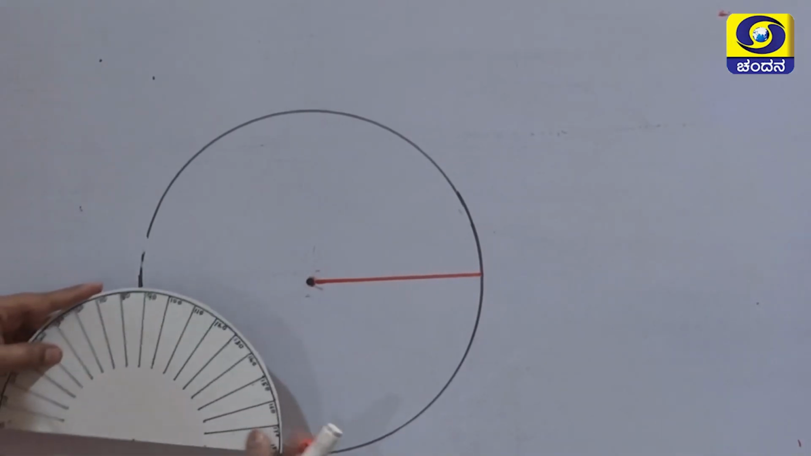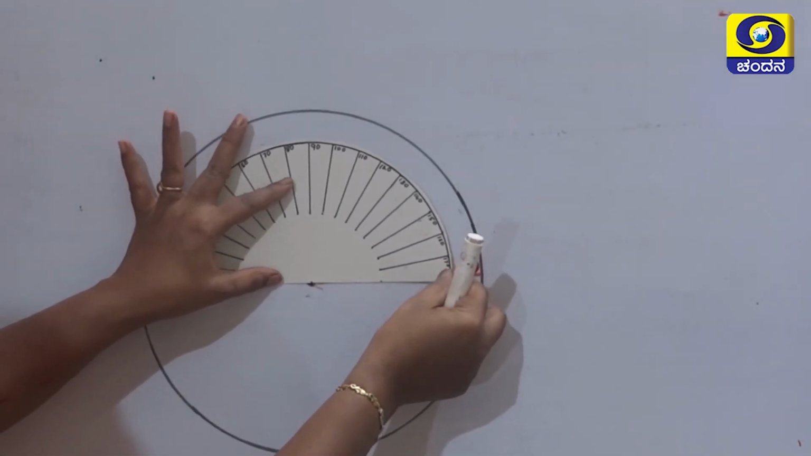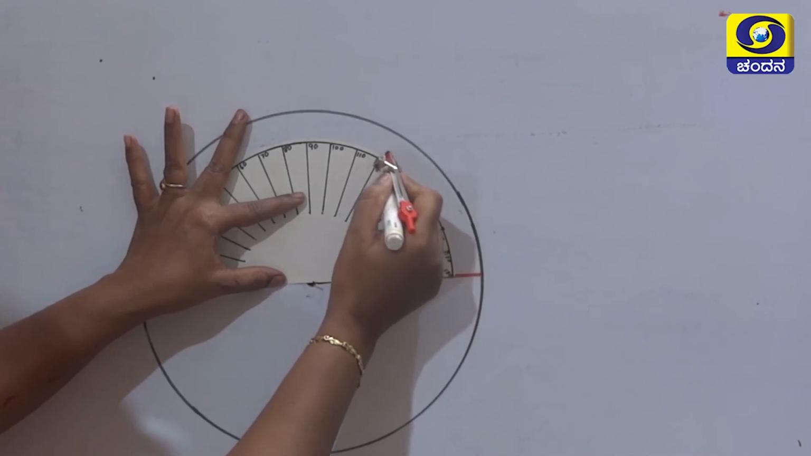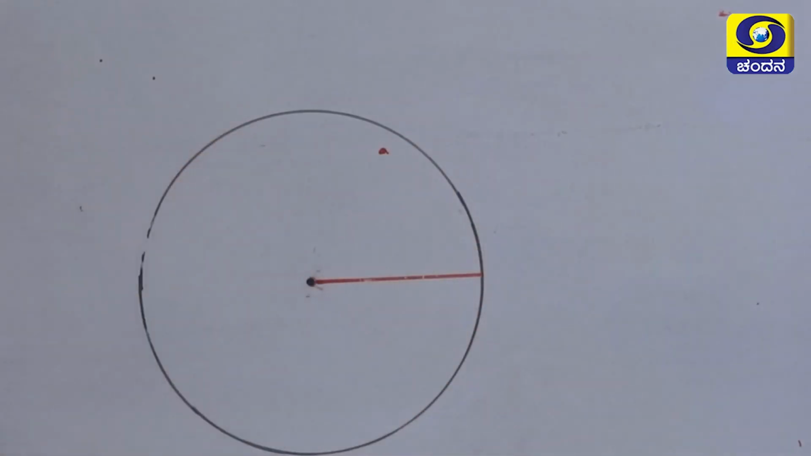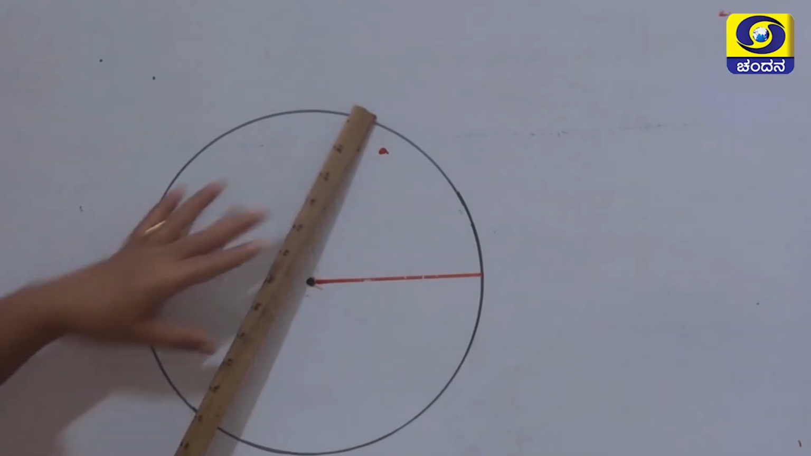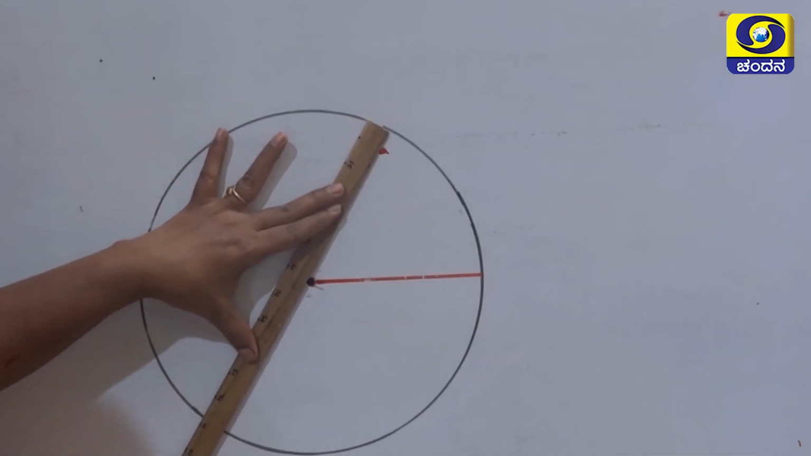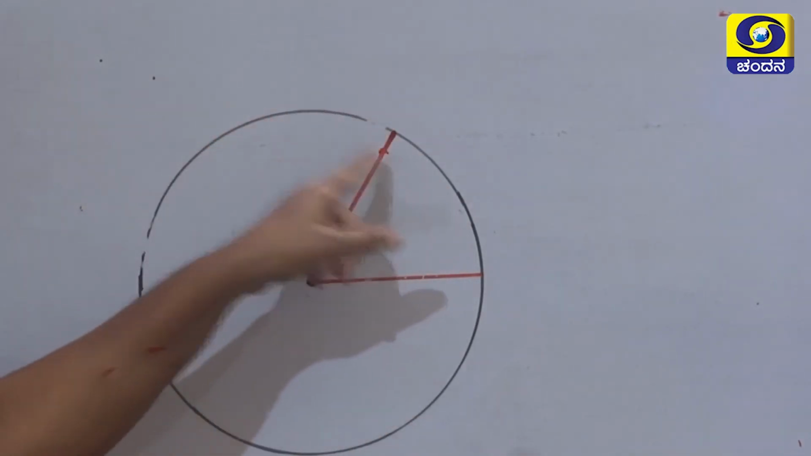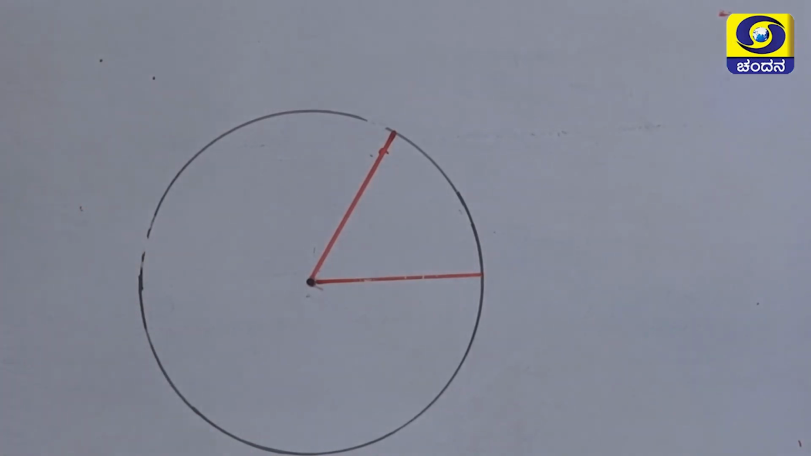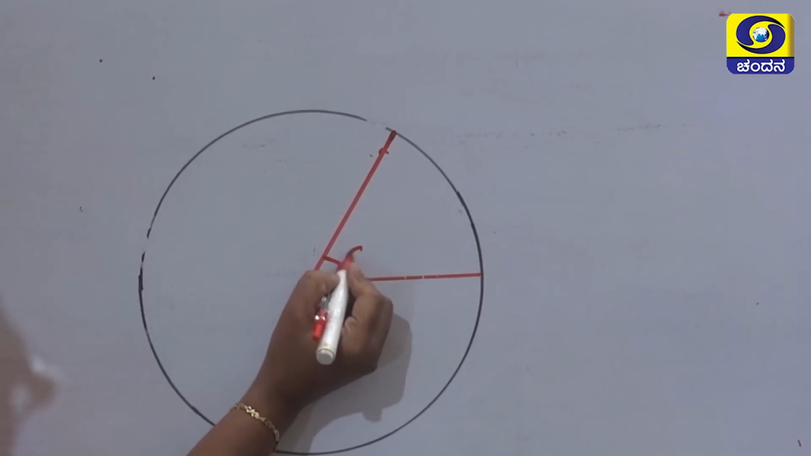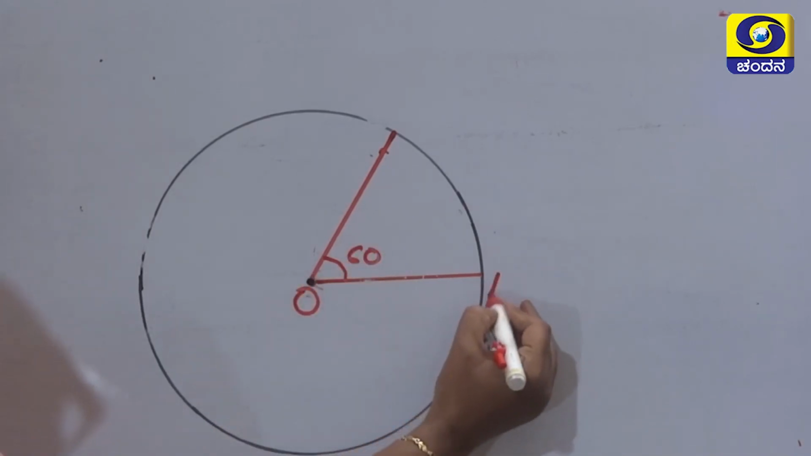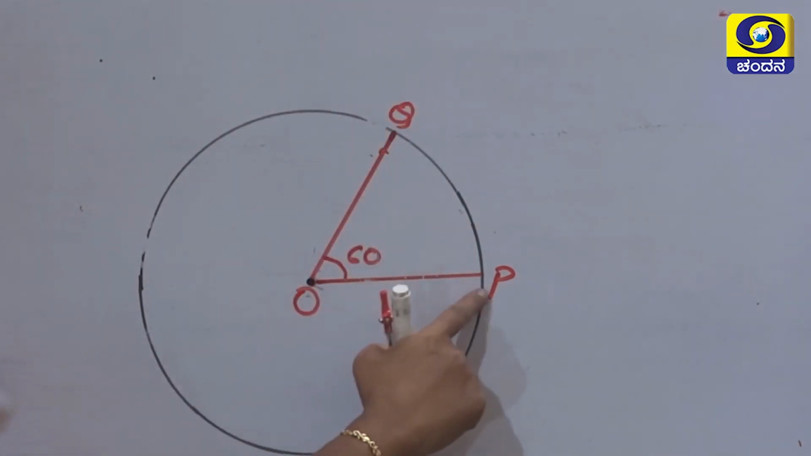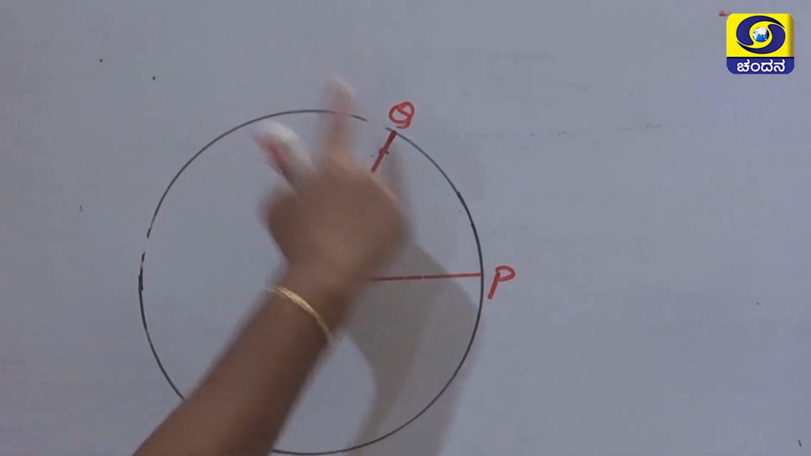Keeping our protractor at this point, we have to make an angle of 60 degrees. Here, 10, 20, 30, 40, 50, 60. This is 60 degree angle. Now, we have to join the point on circumference to center, passing through this point of 60 degrees. Now we have 60 degrees here. These 2 points are end points of the radius. Now we have to make two tangents at point P and at point Q.